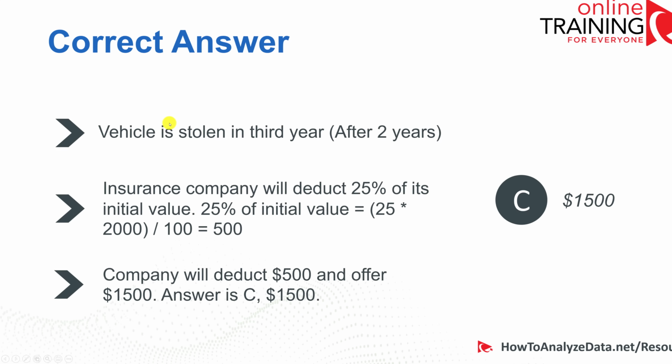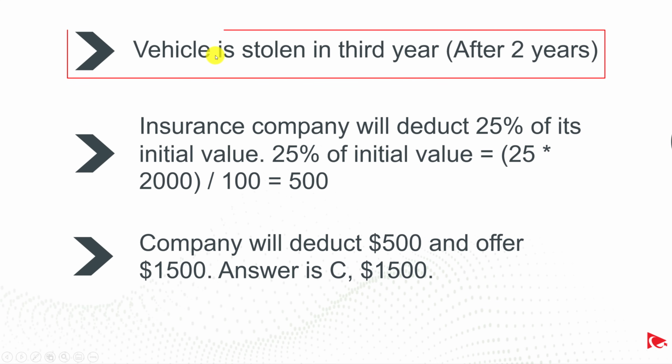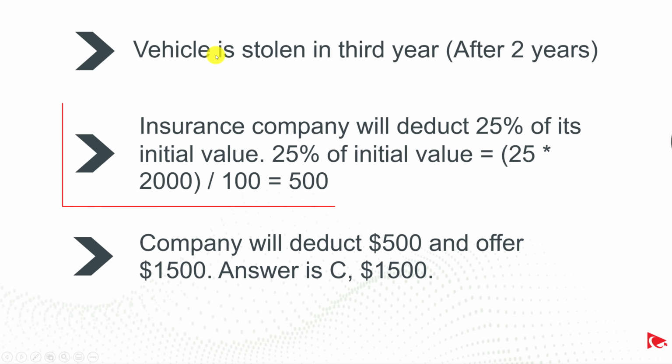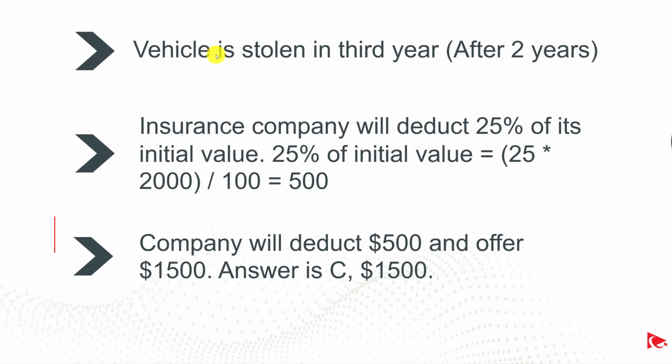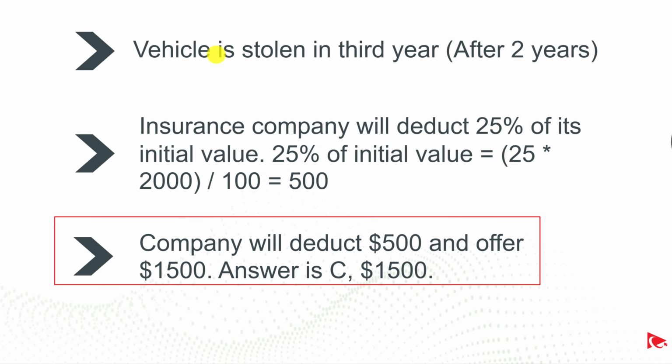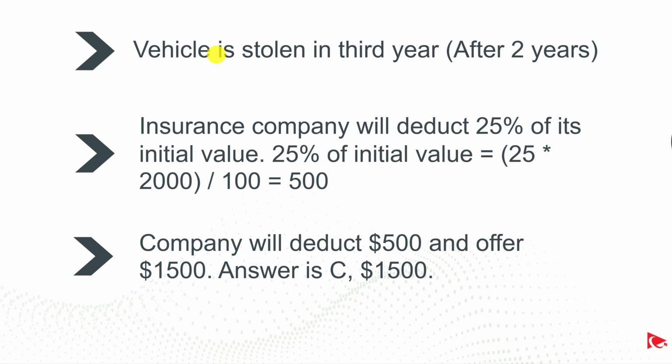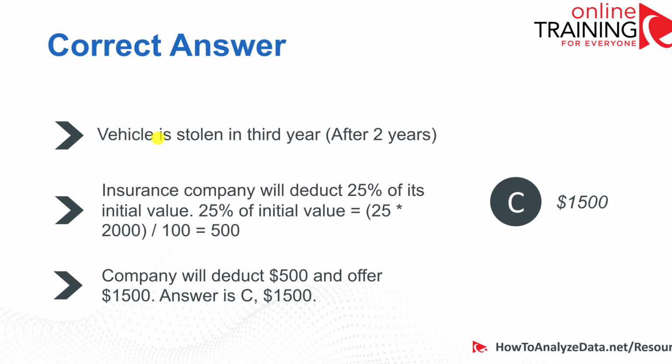Let's recap. The vehicle is stolen in the 3rd year, after 2 years. The insurance company will deduct 25% of the initial value, and 25% of the initial value is $500. The company will deduct $500 and offer you $1,500. So the correct choice is answer C.